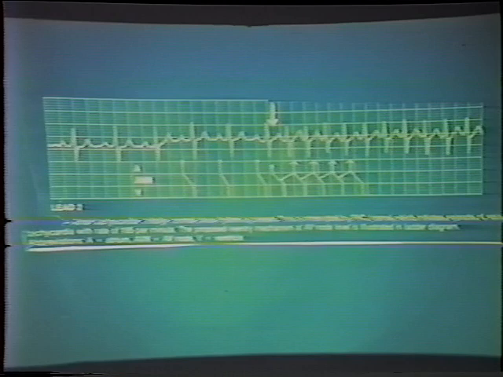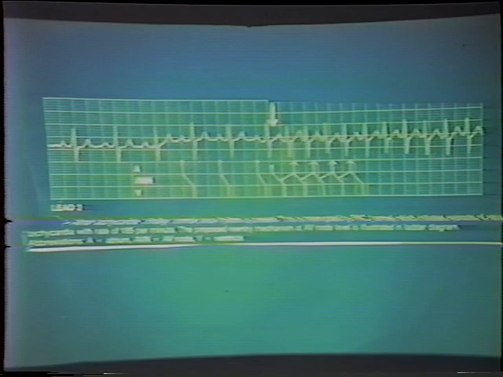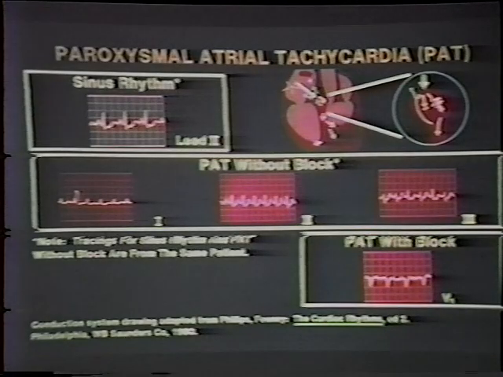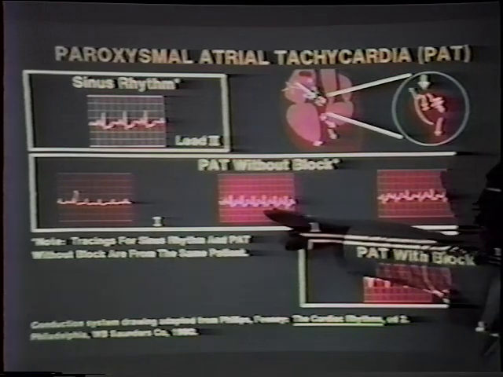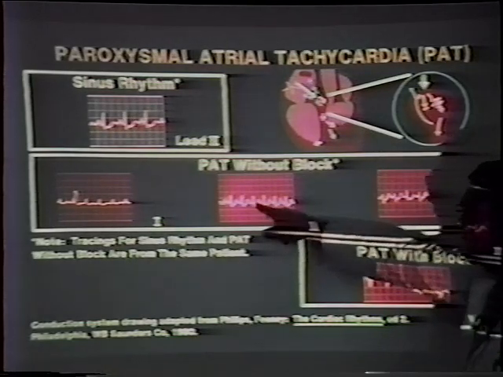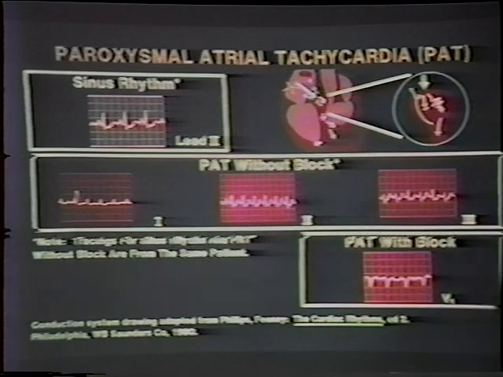This is pretty easy to tell because it's not wide. Now, if you had aberrancy, you'd see the same thing with a wide QRS. So how could you tell if it's ventricular or supraventricular with aberrancy? It'd be hard. Sometimes it's impossible to tell just by EKG criteria. Okay, here's another example of sinus rhythm. And here's paroxysmal atrial tachycardia. Again, you don't see the P waves, and it's fast.